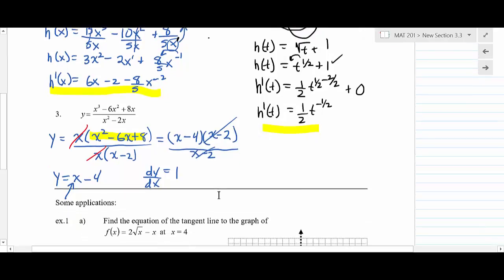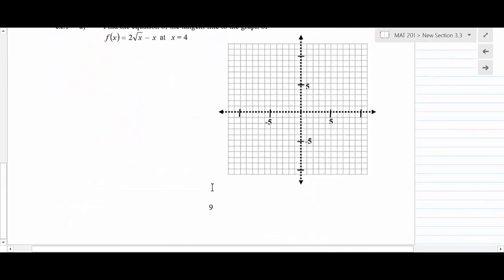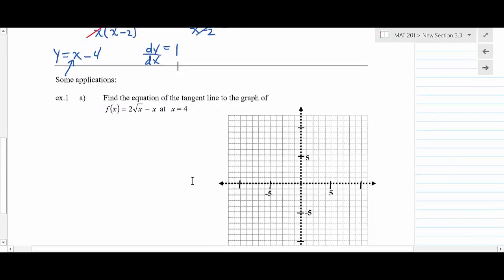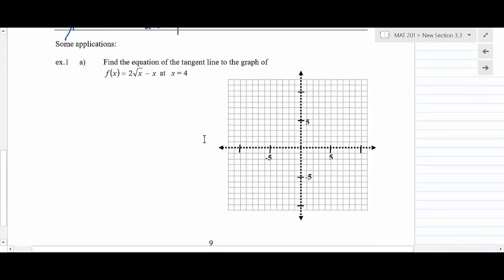All right, let's do a couple of applications. I'm going to do this problem here, and then we'll do the break here in the middle. So this one is, we're going to do an equation of a tangent line, and we've done this before, but now we don't have to worry about the difference quotient. We just do the derivative.